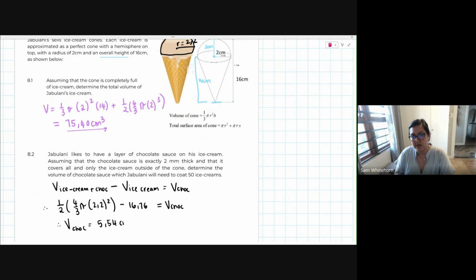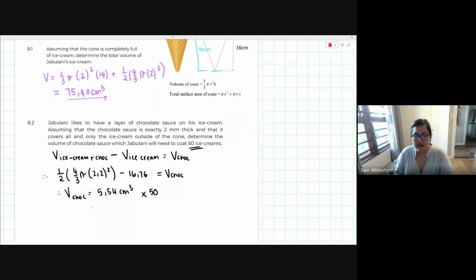And so the volume of chocolate that we're using is 5,54 centimeters cubed. Now I want for 50 ice creams, so I times that answer, because that's just for one, times that answer by 50, and I get that you would need 277,24 centimeters cubed of chocolate.